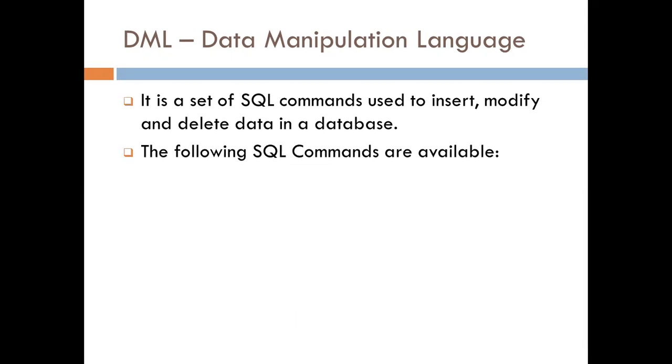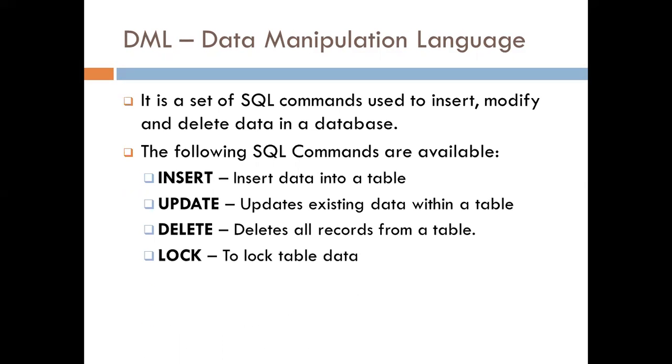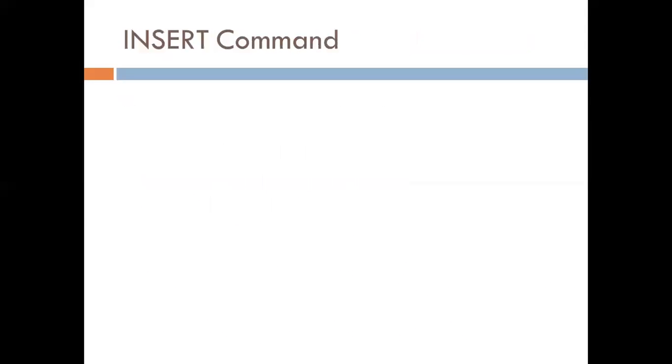There are various types of DML commands. First is the insert command, and it is used to insert a record in a table. Update command is used to update available data in the table. Delete command is used to delete all or specific records from the table. And lock command is used to lock the table data.